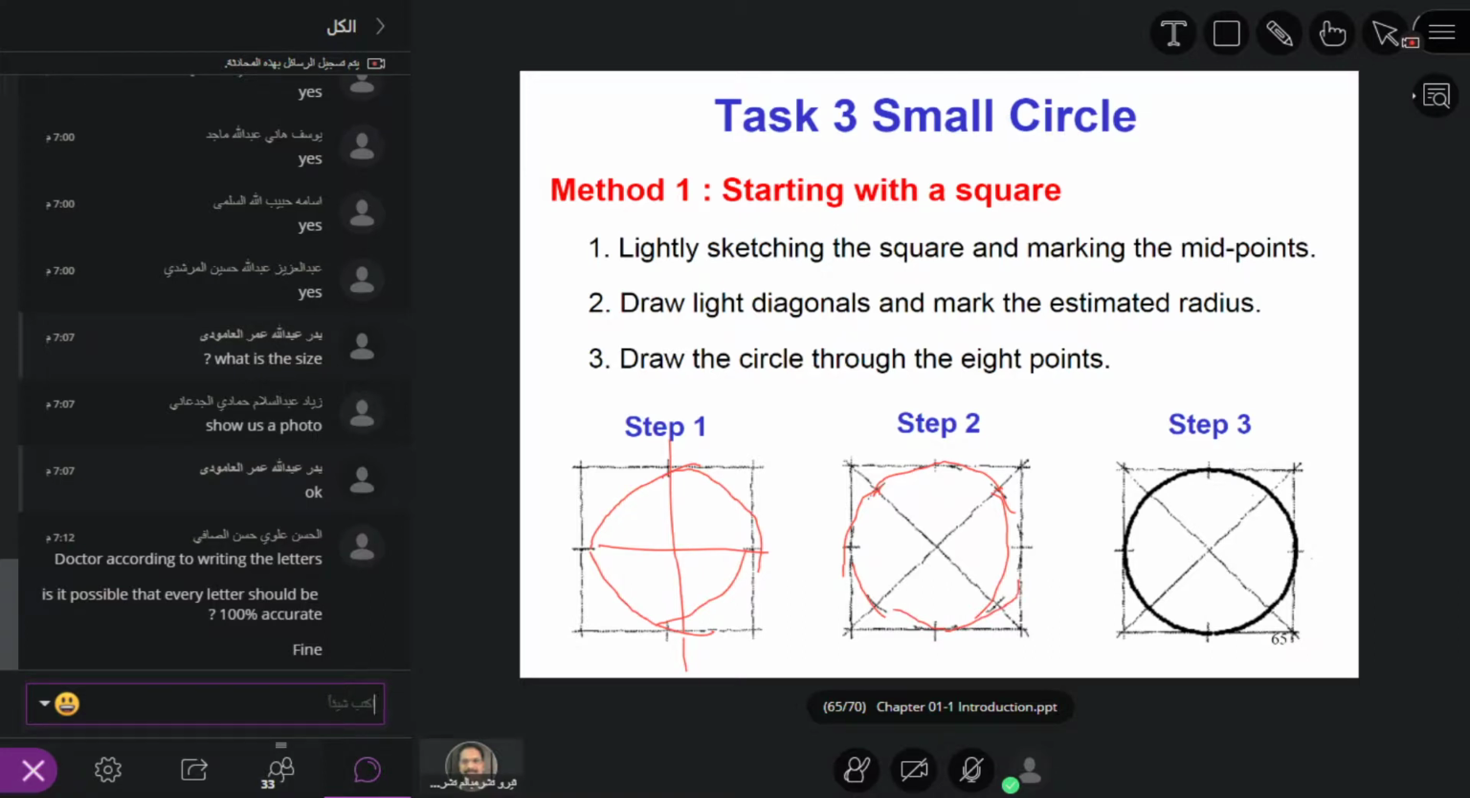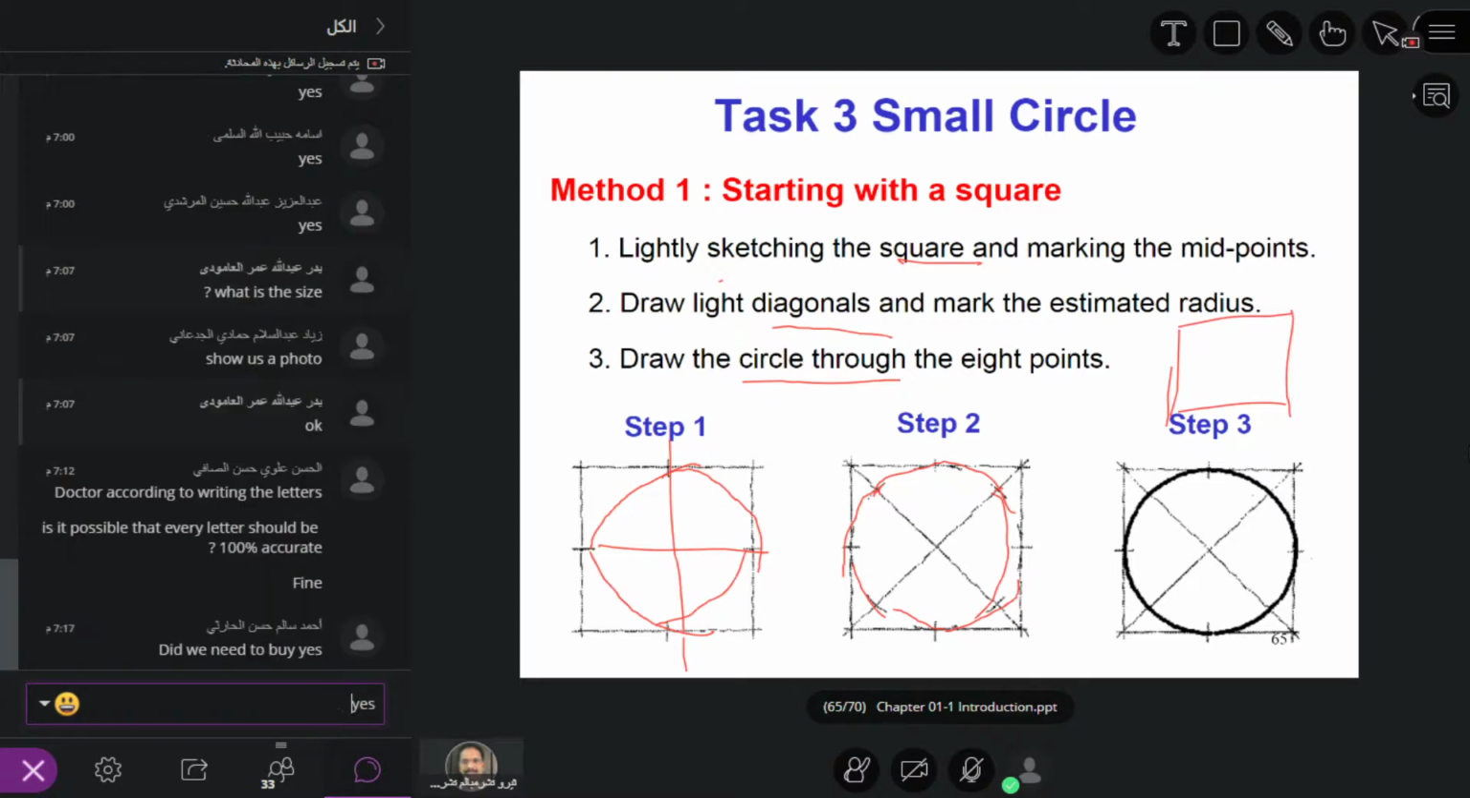First lightly sketch the square and mark the midpoints. Then draw the diagonals and join them. So first make a square. You understand what I'm trying to say here? Make it and then straighten it.